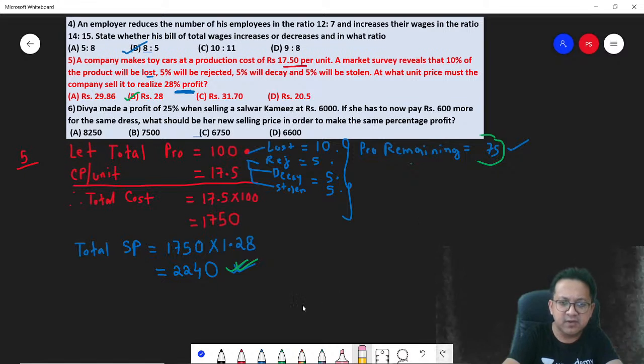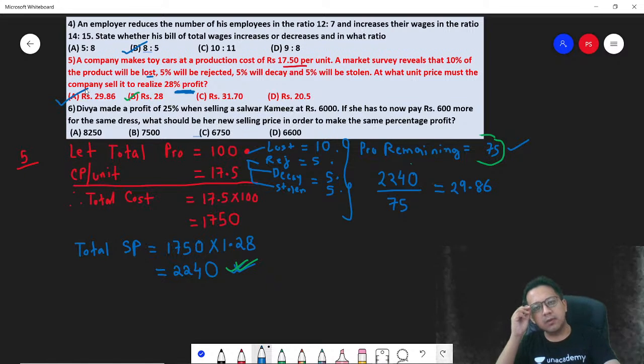So your answer will be total selling price divided by number of products, which is 75. So you'd get your answer as 29.86. That's the answer. I hope you get this.